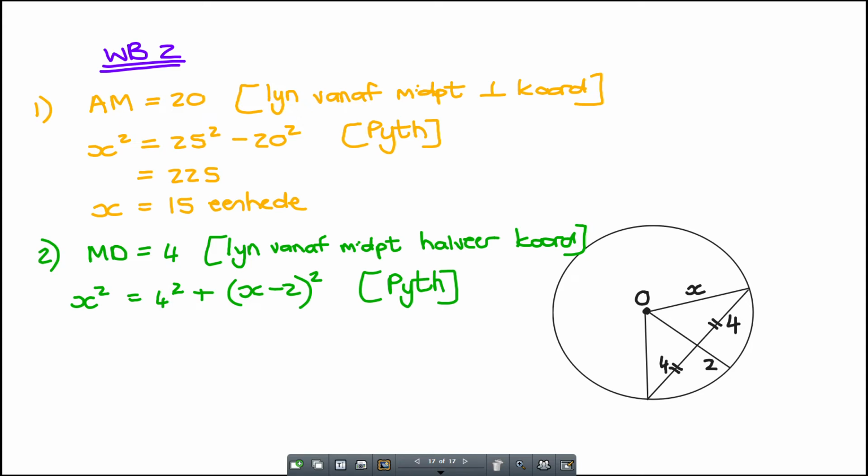Okay. Good. So now I can just go simplify. That 4 squared would be 16.